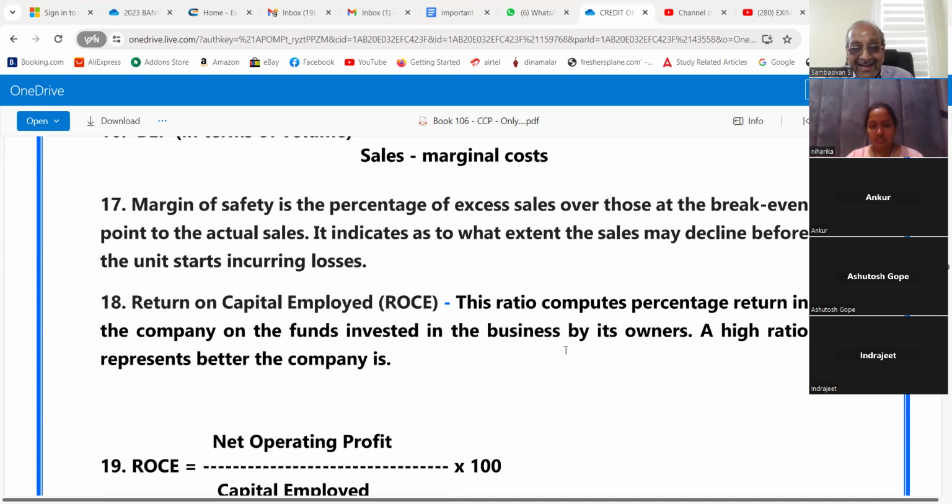18th. No, listen. I am reminded of a point. Margin of safety is the marks over and above the cutoff point you are scoring in the written test to help you get through in the selection process in IBPS and SBI and all that.